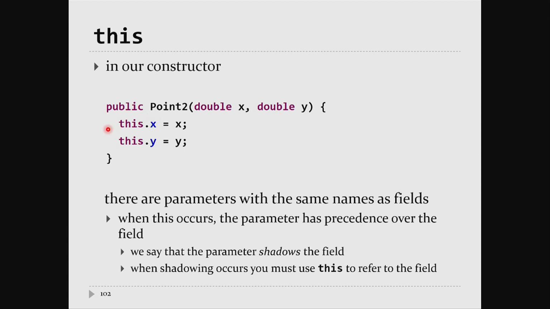So inside the constructor, when you want to refer to the fields, you have to say this dot x and this dot y. If you just refer to the name x or y, you end up referring to the parameters, which is not what you want to do in this example. You don't want to write x equals x and y equals y, because that effectively does nothing.